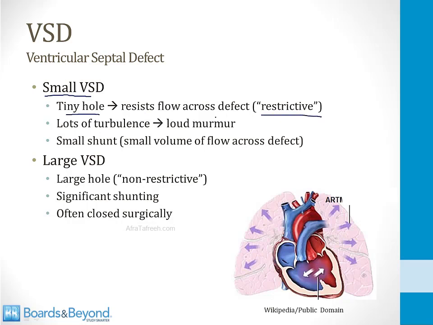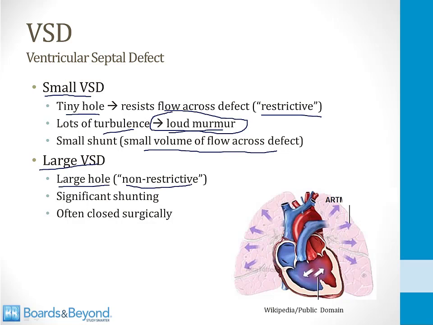Now, because the hole is very small, there's lots of turbulence, and therefore these types of VSDs tend to create a very loud murmur. However, the amount of shunting is small, meaning that there's a very small volume of blood that flows across the defect. So the irony here is that you can hear a very loud murmur from a VSD, and that can actually be a benign situation.